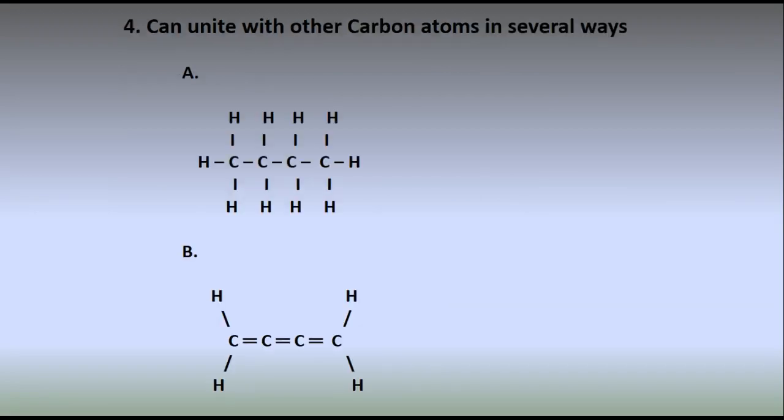So let's take a look. Carbon can unite with other carbon atoms in several ways. Here you can see a basic structure with a carbon chain, and then we fill in the surrounding areas with hydrogens. Notice every carbon has 4 bonds. They're all single bonded to one another, and they're single bonded to the hydrogens, and everyone is following their rules.